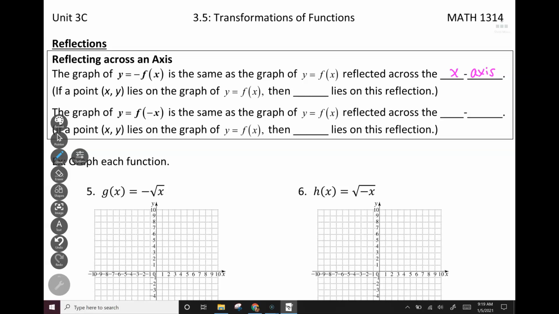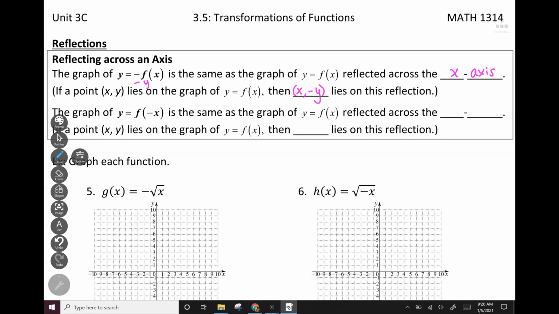That is, if you have a negative number in front of your function, so that negative number is being multiplied by the whole function, then it's going to reflect your graph across the x-axis. If a point (x, y) lies on the graph of y equals f of x, what new point is going to be on the reflected graph, negative f of x? Well, you are multiplying the f of x by -1, which means you're multiplying the y by -1. So that's going to be x doesn't change, -y.